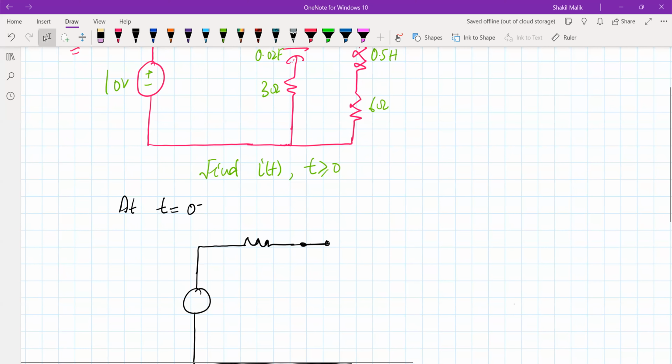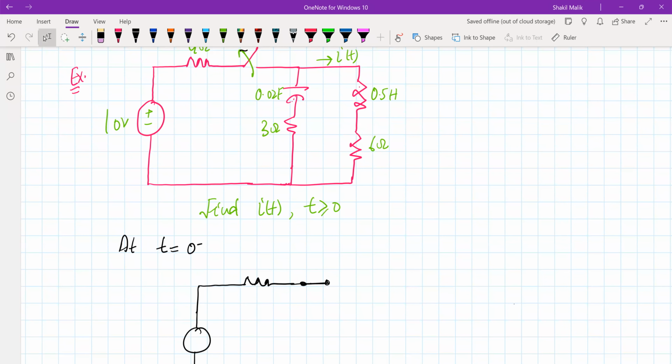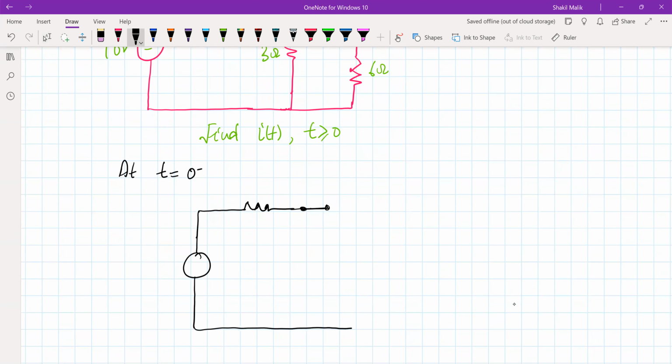That means this was there for a long time. In other words, the network is in steady state. That means capacitor and inductors are fully charged in this network. So if these two are fully charged, capacitor will act as an open circuit, inductor will act as a short circuit. So capacitor will act as an open circuit, then there is a resistor, and inductor will act as a short circuit. Then we have a star.